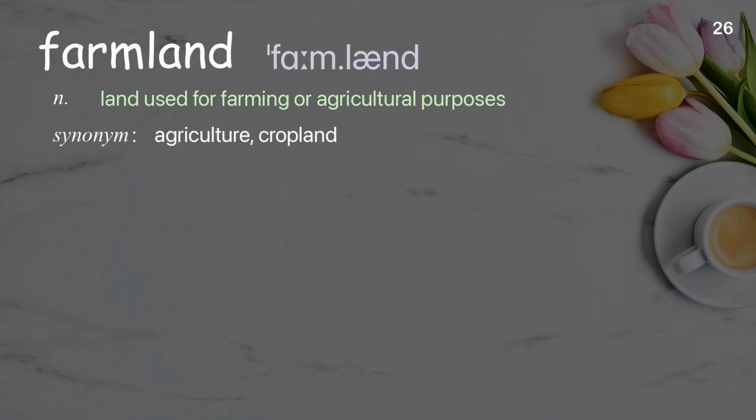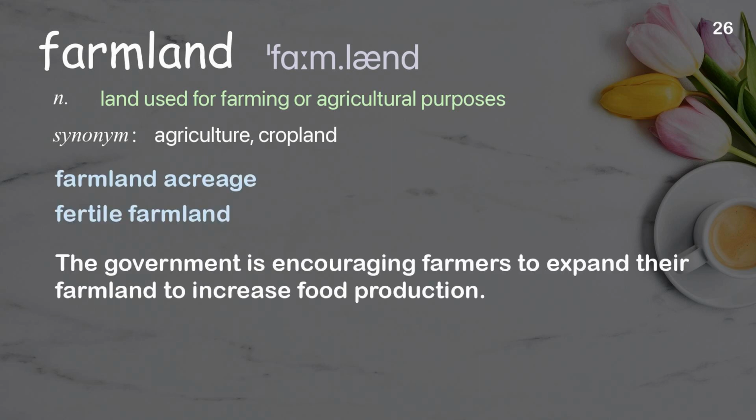Farmland. Land used for farming or agricultural purposes. Examples: farmland acreage, fertile farmland. The government is encouraging farmers to expand their farmland to increase food production.